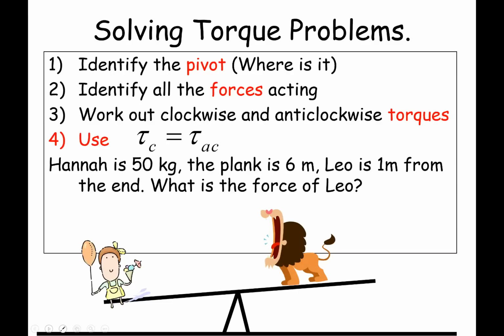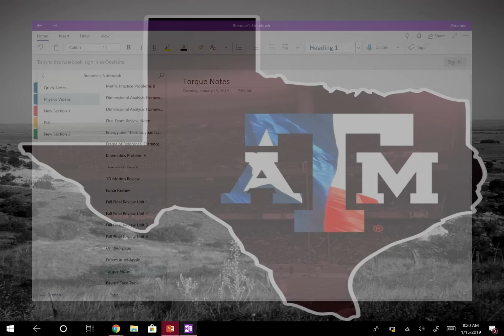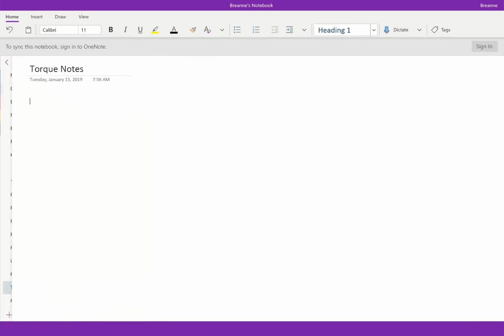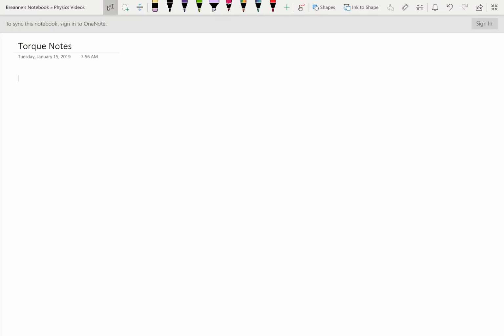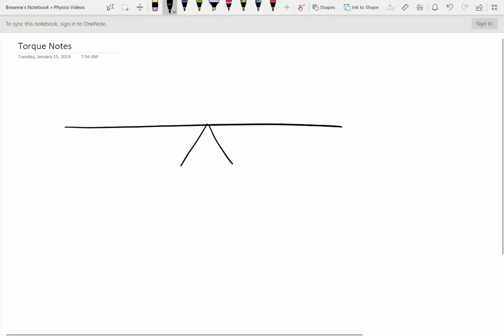So let's do a practice problem. So you know me, when in doubt, draw it out. So we have a seesaw. We have a little girl over here. And we have a big scary lion over here.